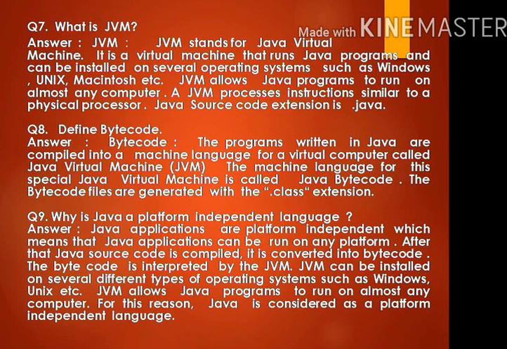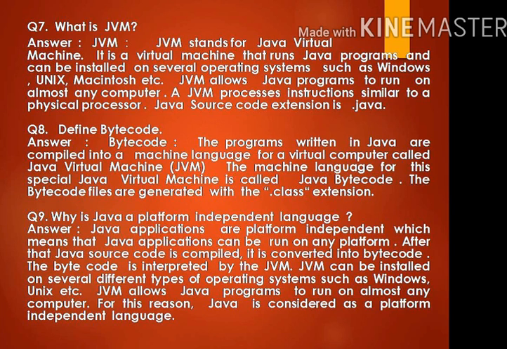Question number 9. Why is Java a platform independent language? Answer. Java applications are platform independent, which means that a Java application can be run on any platform, that is, operating system.